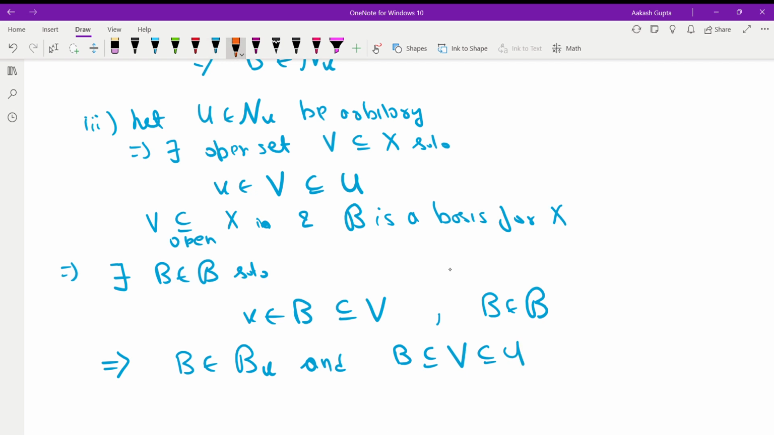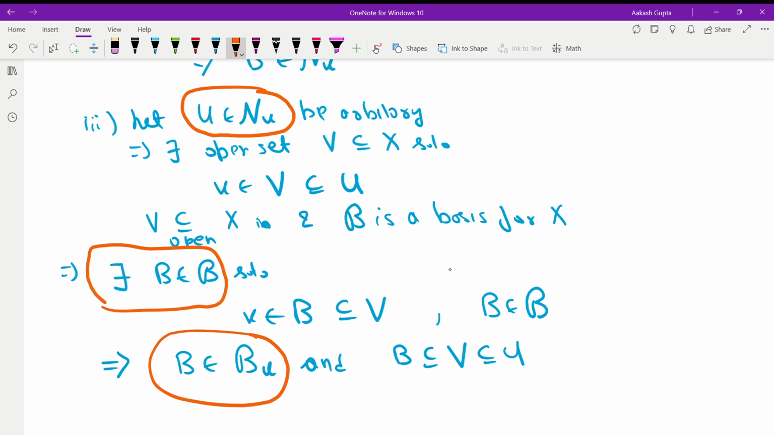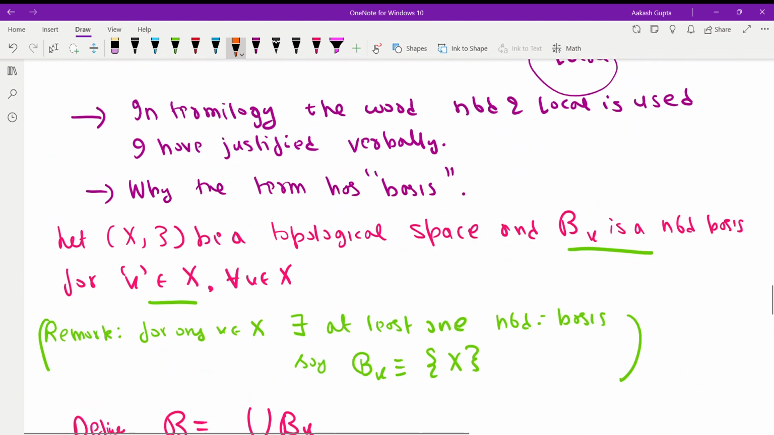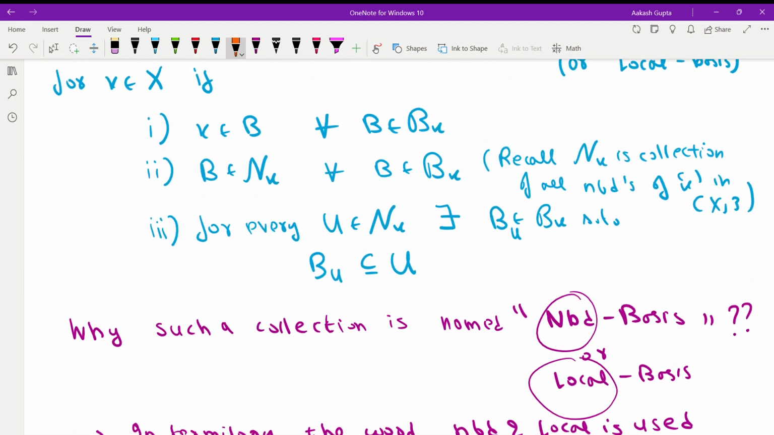So see what you have. You started with an open set, oh sorry, a neighborhood. You produced a member here, but where this member is in B suffix X. And then you are claiming that this is contained in U. So for every neighborhood, you have a member of the script B_X which is contained in that neighborhood, right? See, that is what the third property is. For every U in N_X, there is something inside B suffix X which is contained in U.